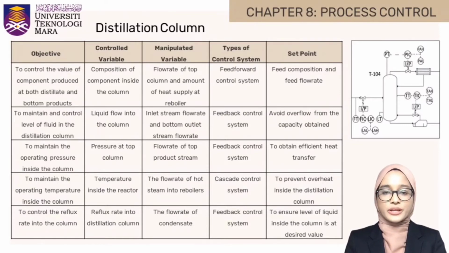To maintain the operating pressure inside the column, the pressure controller is installed at the top of the column. A temperature controller is installed at the bottom of the column to maintain the operating temperature inside the column. Lastly, to ensure the liquid level inside the column is at the desired value, the reflux rate into the column is controlled.